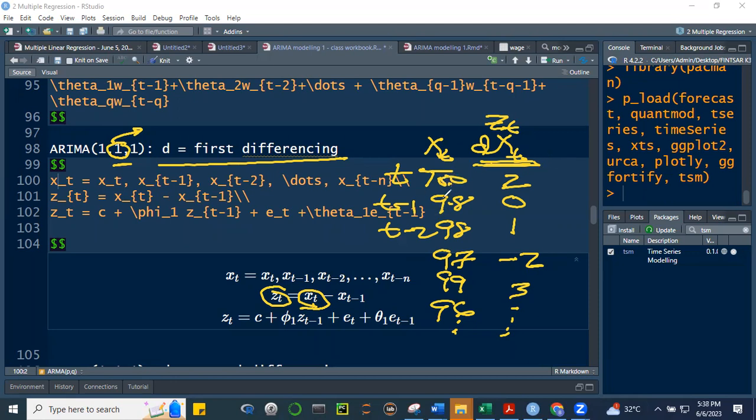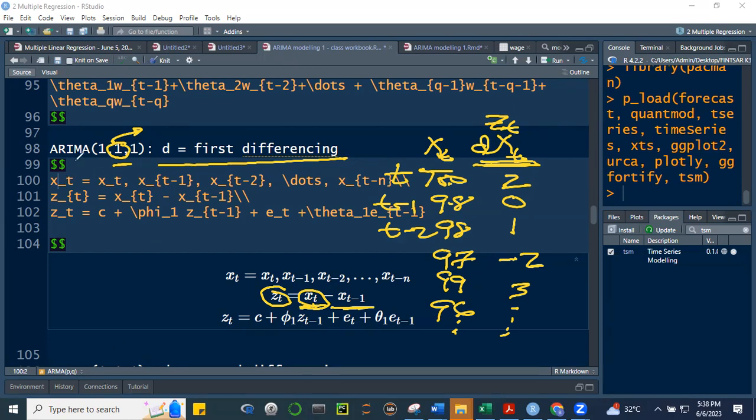So yung from 100, 98, 98, 97, 99, nag-create tayo ng panibagong x sub t minus 1, which is 98, 98, 97, 99, 96. It will start with this one, and then minus natin. Okay, x sub t minus x sub t minus 1. So that's now your z sub t.